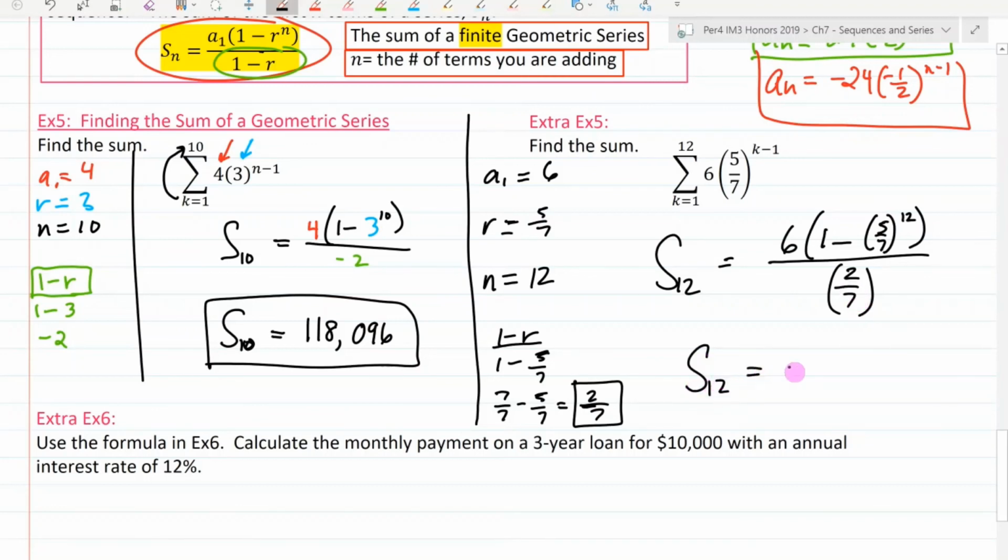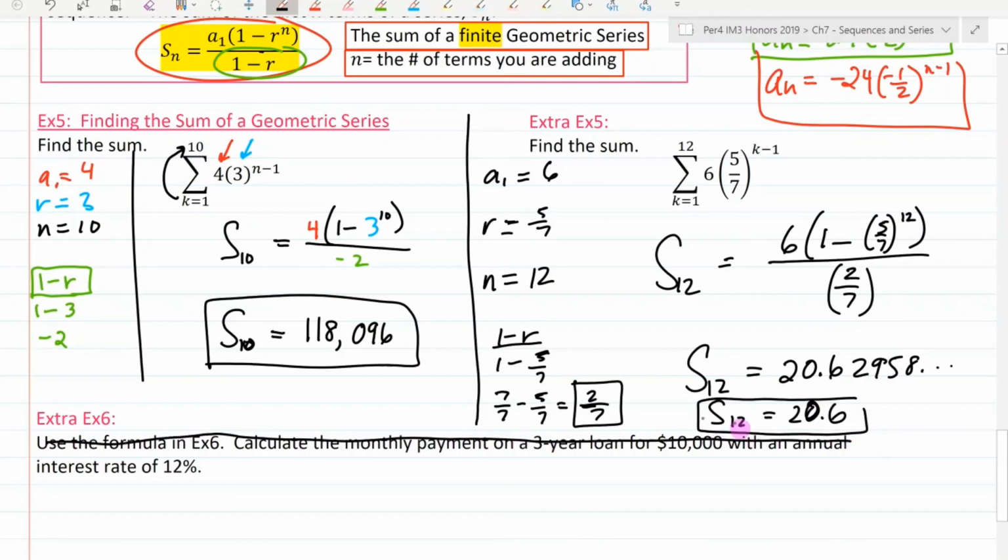Your final answer here should be 20.62958, and so on. So if we round that to the tenth, about 20.6. And I'm not going to do example 6, so that does it for 7.3. I'll be posting work on this section.